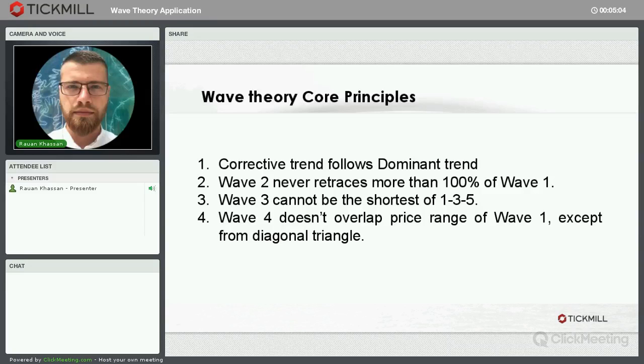First, corrective trends follow dominant trends. Second, wave number 2 never retraces more than 100% of the first wave's length. Third, wave 3 cannot be the shortest of the impulse or dominant waves. Usually they are marked with 1, 3, and 5 numbers. Finally, wave 4 doesn't overlap the price range of wave 1, except in a diagonal triangle.